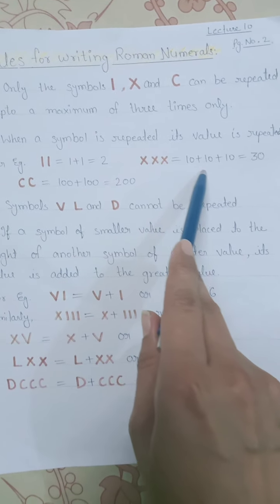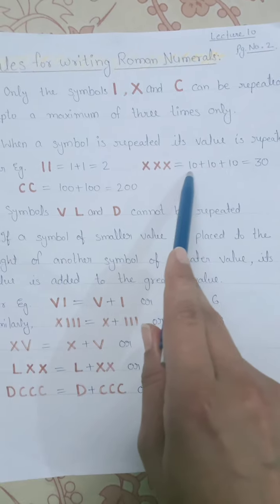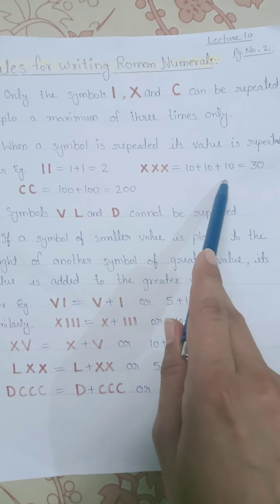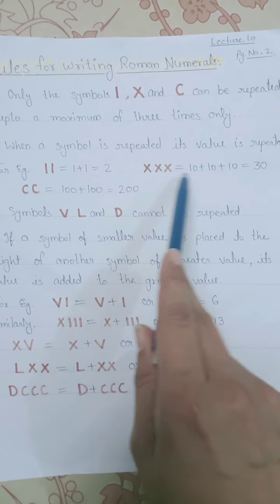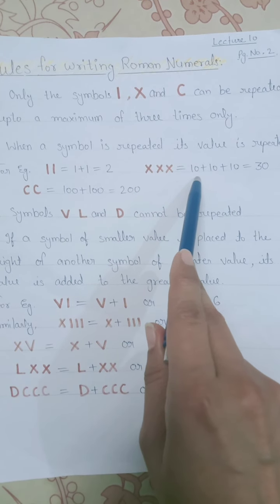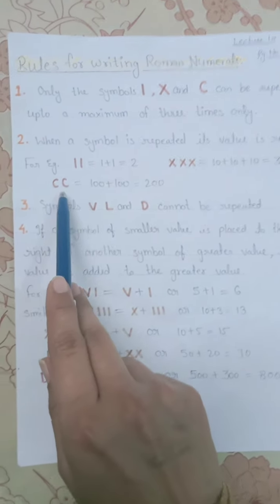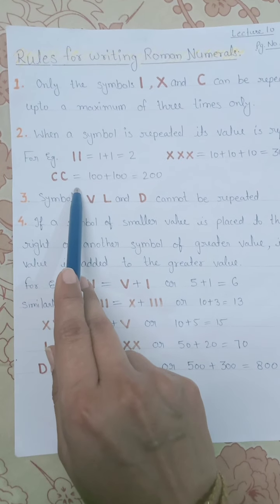So, the numeral value for this symbol will be 10 plus 10 plus 10 equal to 30. Because for X we use the numeral value 10. Okay. Similarly, look here for one more example.